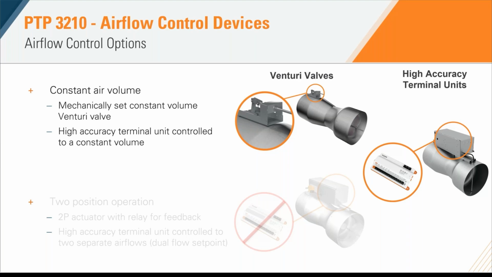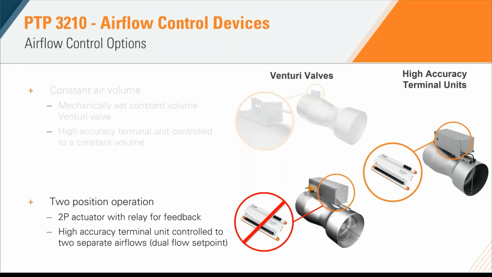If we have a project where we want to design the air valves to operate in a two-position application, you can design a Venturi valve to come with a two-position actuator that has a relay for feedback. Again, this two-position actuator is just going to take a binary contact signal and drive the air valve from an occupied set point to an unoccupied set point. But if we do want to design a high accuracy terminal unit to operate in a two-position operation, again, we still need to provide it with the controller and the actuator, and the controller will control that valve between the two airflow set points.